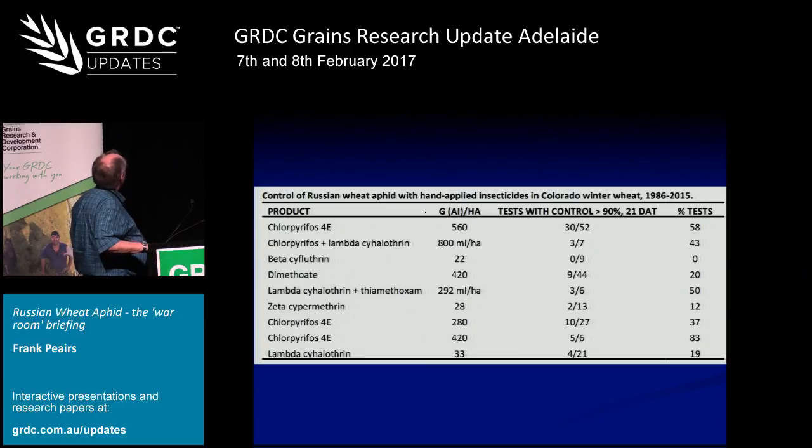I'm trying to think if there are any others that we've looked at on a more limited basis, but this is pretty much the take-home. Chlorpyrifos is the most effective among the pyrethroids. Lambda-cyhalothrin has been more or less the most consistent. And we also use some dimethoate. Dimethoate has issues primarily with low temperatures, so that takes it out of the picture to some extent.